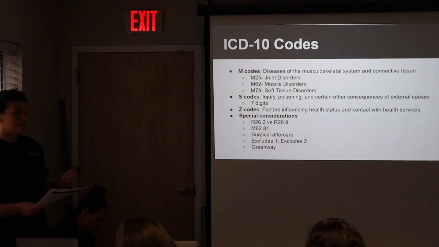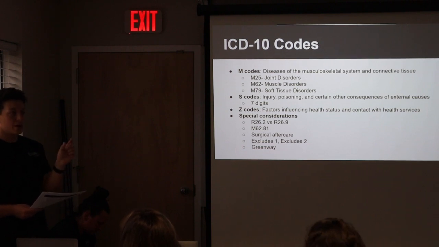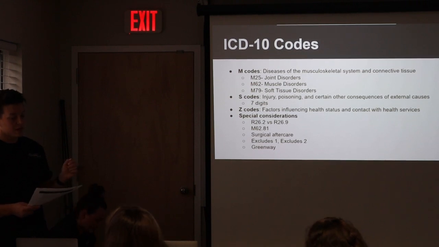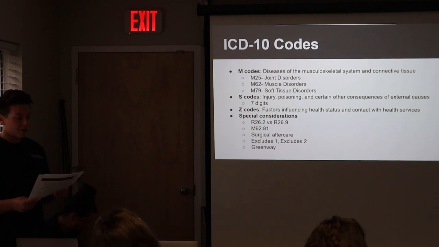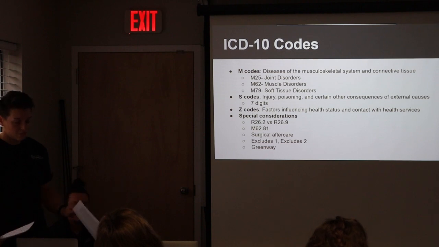And the final thing is Greenway is not your friend in choosing codes. If you go through, you can put in one code number and you can get 10 different descriptions of that code. Just because the description is different doesn't mean the code is different, because the insurance companies are looking at the numbers. So if you are unsure of which code to use, ICD10data.com, or just Google it really, and you'll be able to find the correct code.